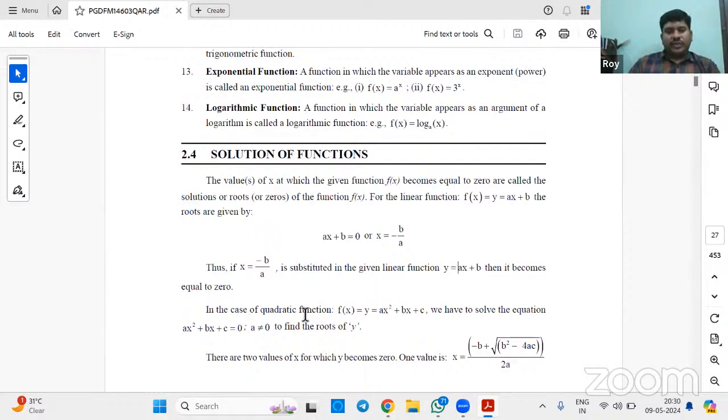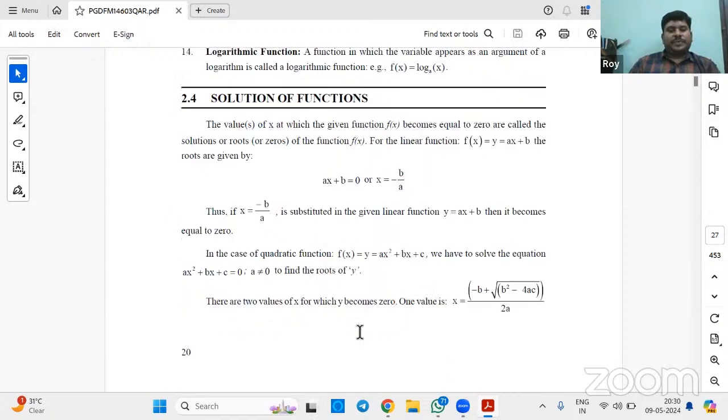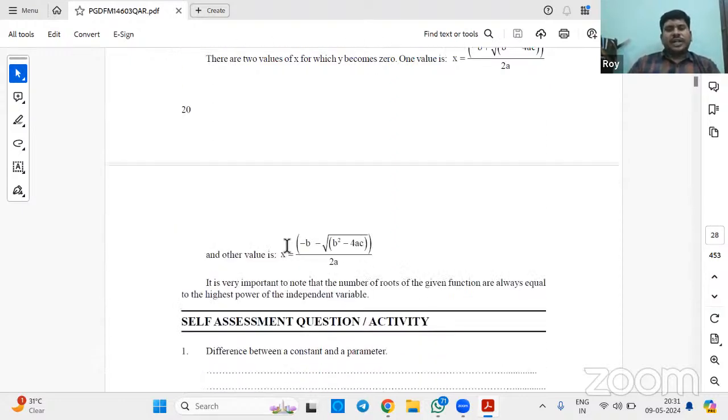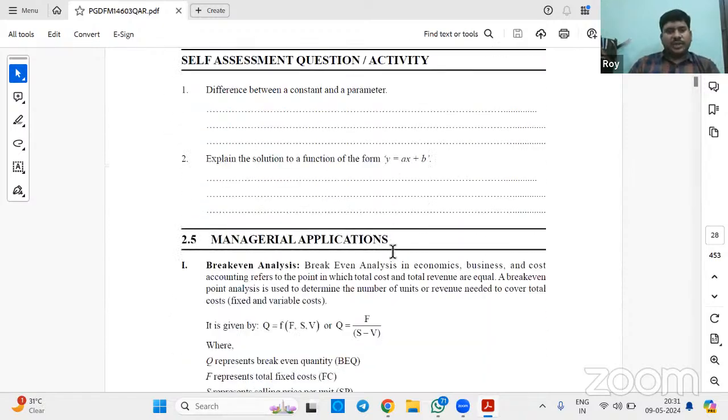And for a quadratic function y is equal to ax squared plus bx plus c, we have to solve the equation. When we want to solve the equation, we need to equate it with 0 and find the roots of y. Now, there are two values of x for which y becomes 0. One value is x equal to this one. When you find out the x value and put it there, then y becomes 0. Very simple. In simple words, when you identify the x value in a particular equation, that is the solution for that particular equation.